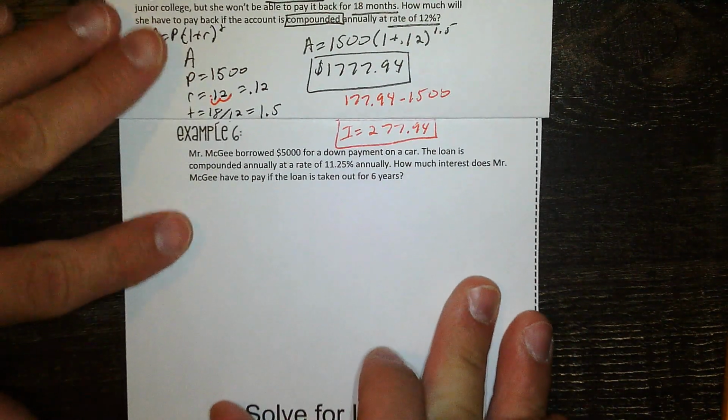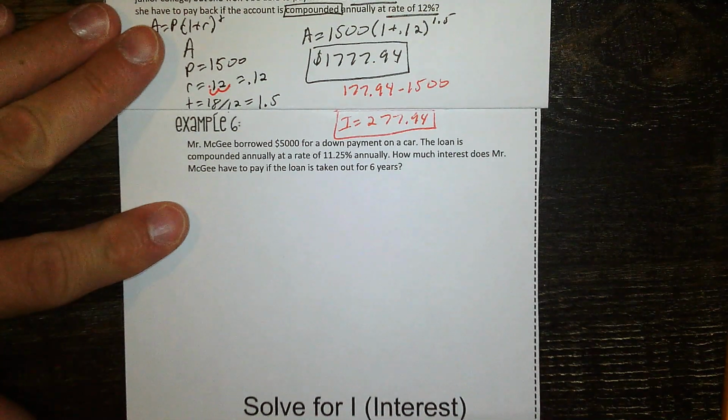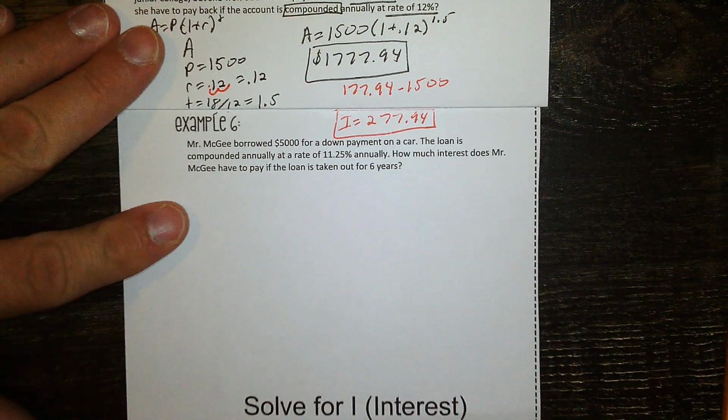Example number 6. Mr. McGee borrowed $5,000 for a down payment on a car. The loan is compounded annually at a rate of 11.25% annually. How much interest does Mr. McGee have to pay if the loan is taken out for 6 years? So, y'all go ahead. I'll give you a few minutes to do this on your own. Pause the video, work on this for a few minutes, and once you're done, we'll go over it.